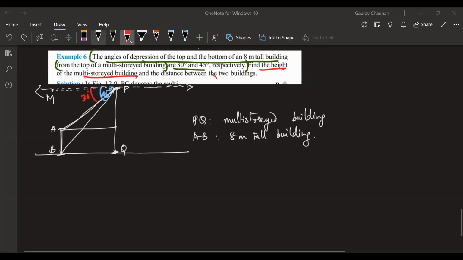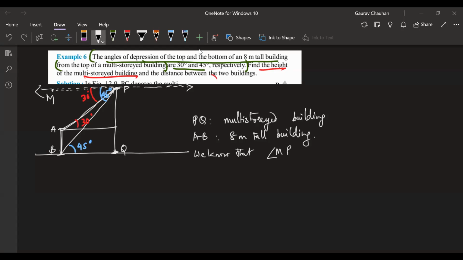Nishay, is it clear now what I meant? I get this as 45 degrees and I get this also as 30 degrees. So we're going to write this whole explanation. We know that angle MPA is equal to 30 degrees and angle MPB is equal to 45 degrees. These are the angles of depression.